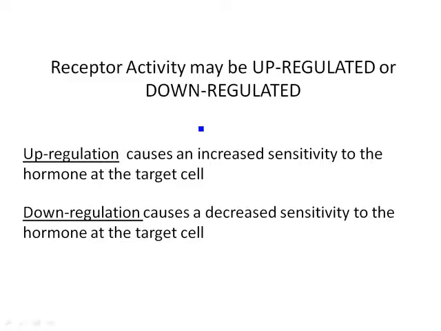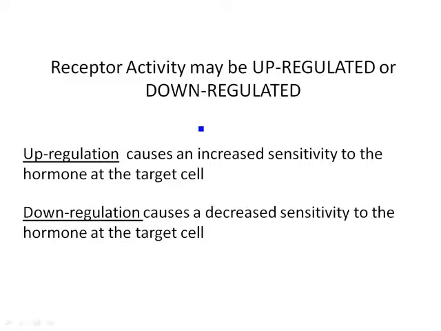You can also have what we call downregulation. Downregulation is going to cause a decreased sensitivity to the hormone at the target cell. The receptors are going to become less sensitive. It turns out you will have fewer receptors around, so therefore your tissue becomes less responsive.